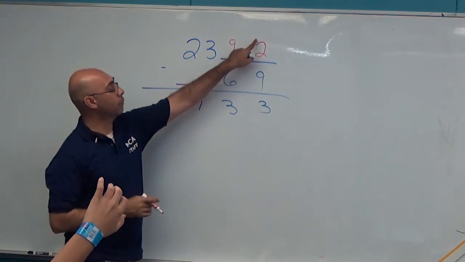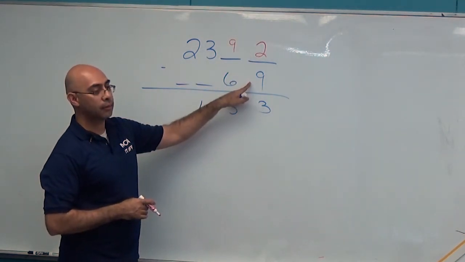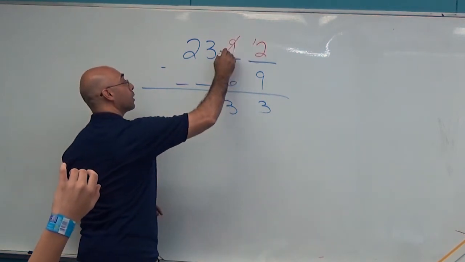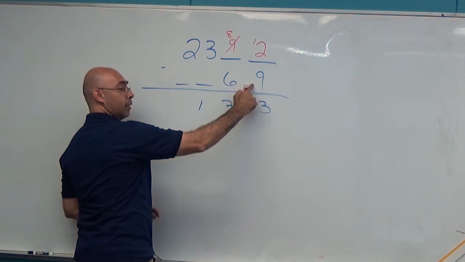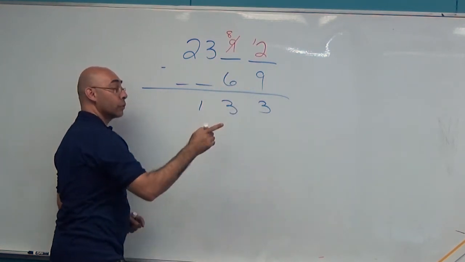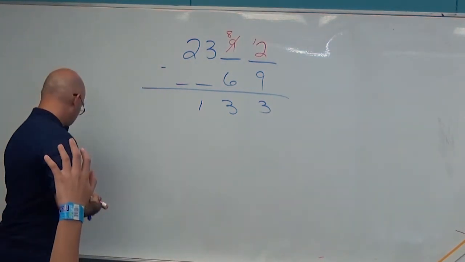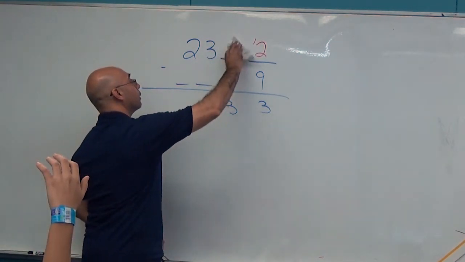Now, if this were 2, let's go back. Can we do 2 minus 9? No. So we'd have to borrow 1 to make it a 12, which means this would have to become an 8. So what's 12 minus 9? 3. What's 8 minus 6? 2. Oh, so 9 was too small because, remember, we had to borrow from it. So let's go back and fix this.